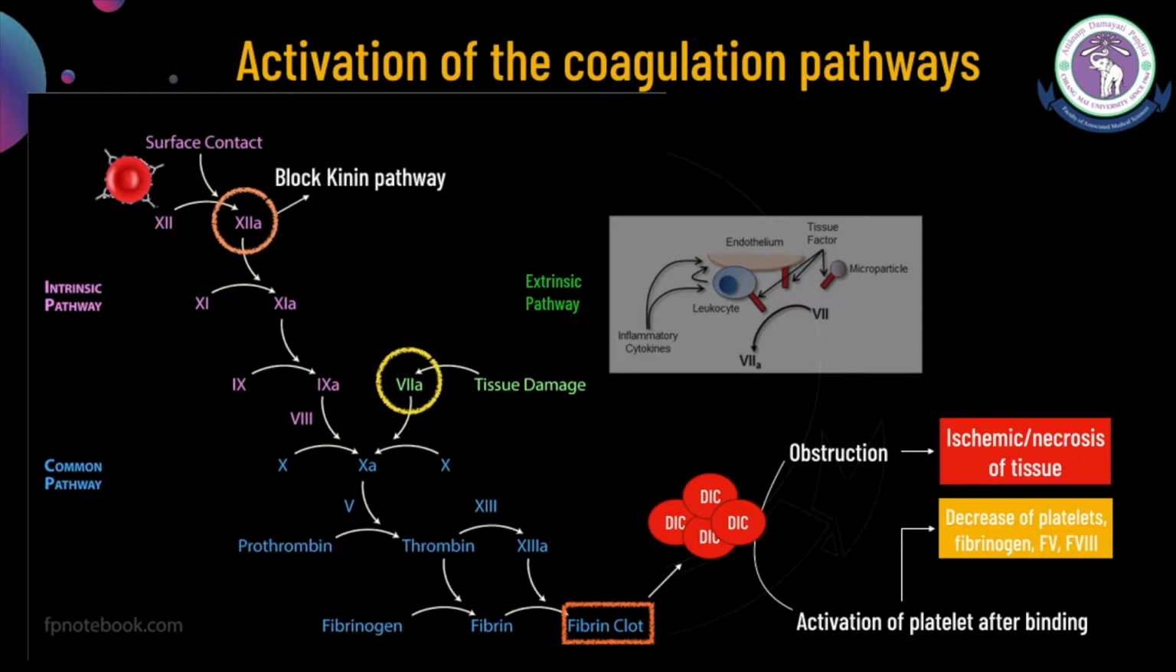Moreover, activated factor XII activates the kinin pathway, causing prolonged bradykinin, resulting in arterial blood vessel dilation, which leads to hypotension.